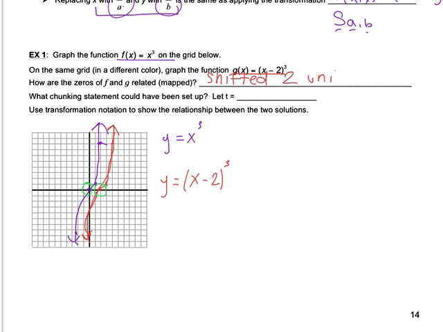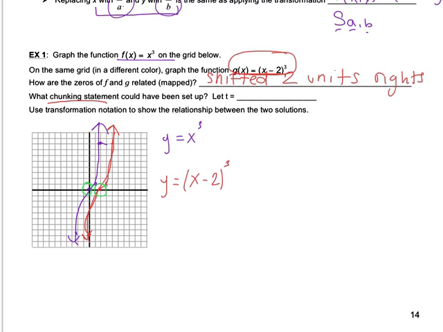So all of the points are shifted 2 units right. The reason we're focusing on the zeros is because 0 is another word for solution when you set the function equal to 0. So we're going to be looking at how to find solutions of functions by using the transformations that we've learned about.